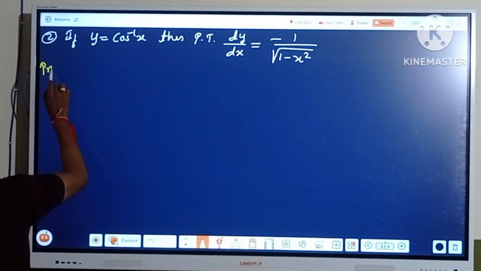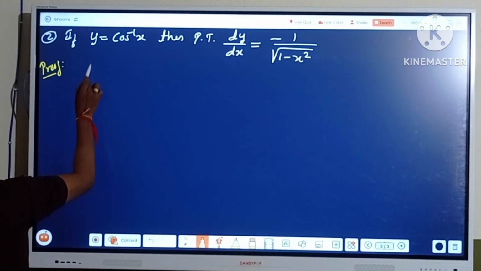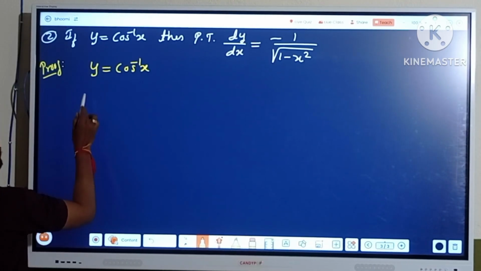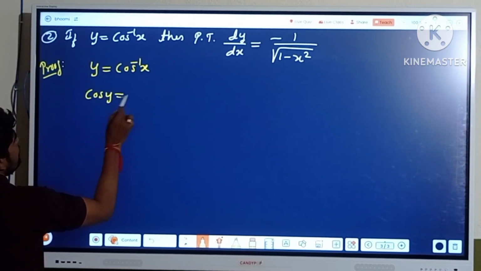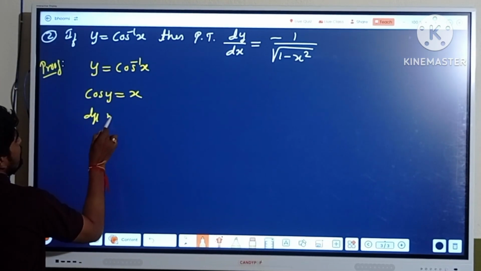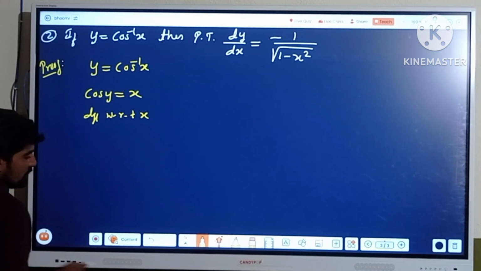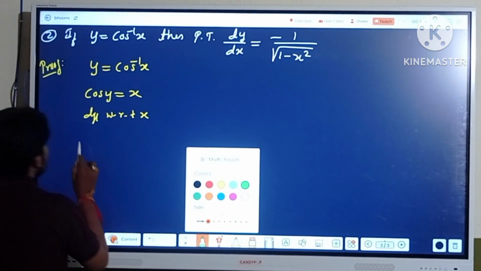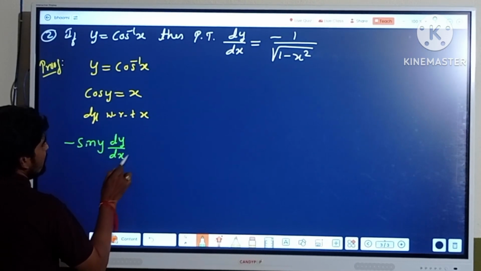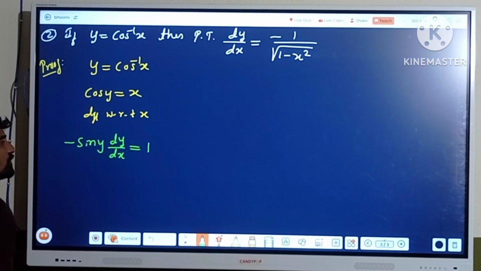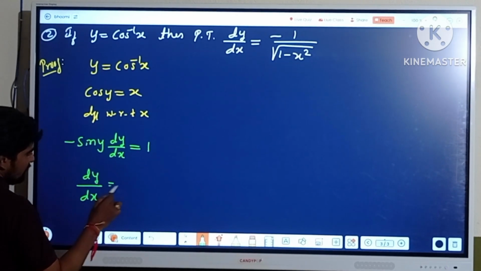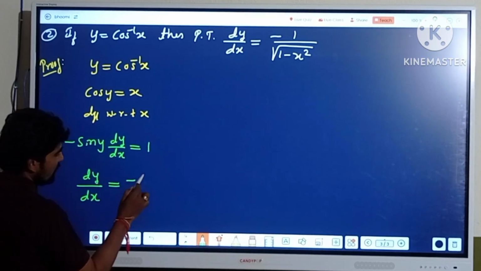So proof. Here y is cos inverse x. So shift this cos inverse to the left, it becomes cos y is equal to x. We need dy by dx. So therefore, differentiate this with respect to x. So the derivative of cos y is minus sin y, and y with respect to x is dy by dx, equal to the derivative of x with respect to x, which is 1. So therefore dy by dx is equal to, shifting this minus sin y to the right side, minus 1 divided by sin y.